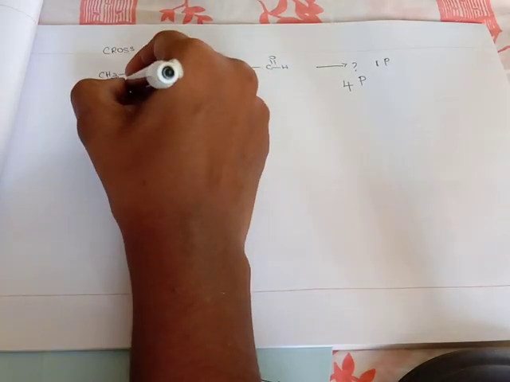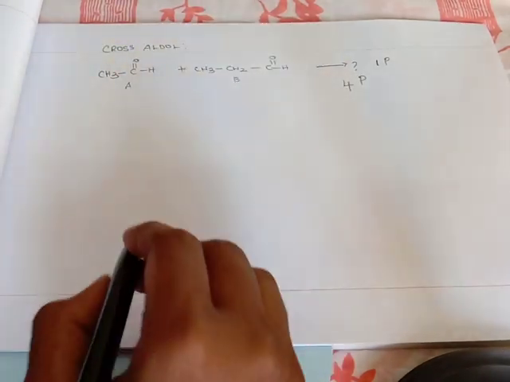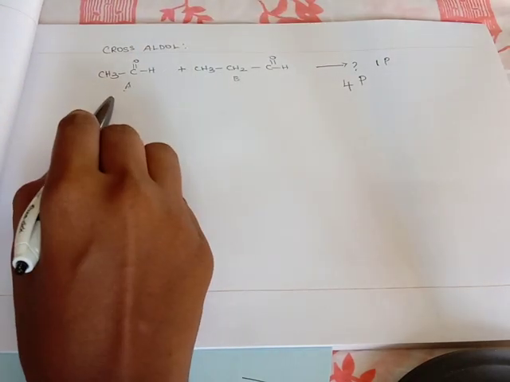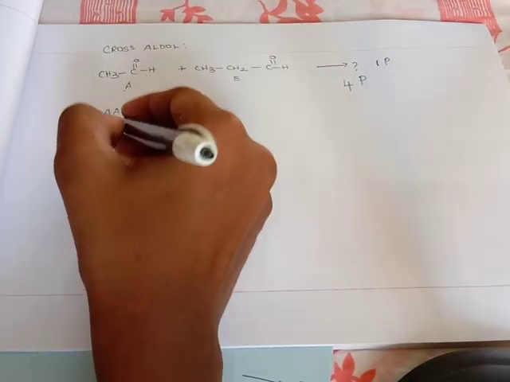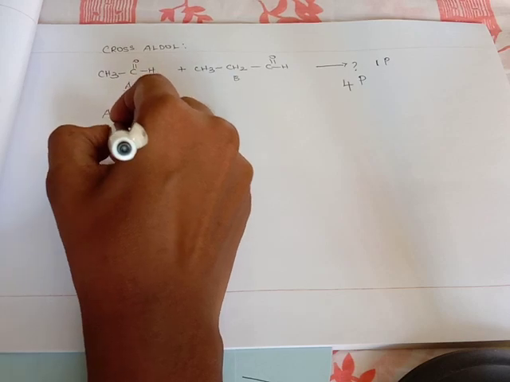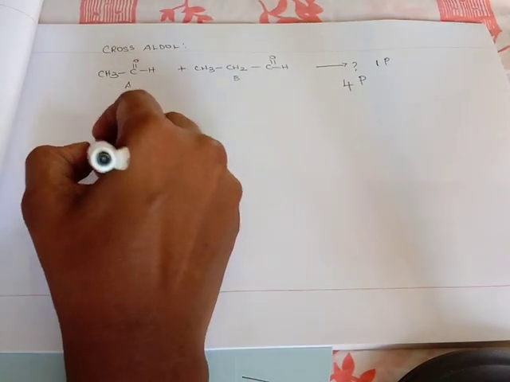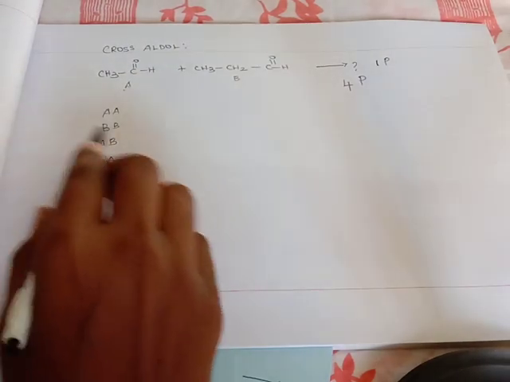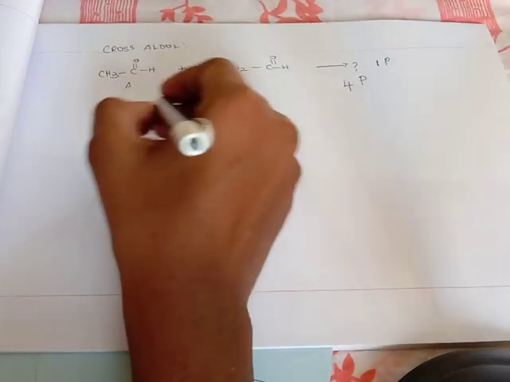Now let's consider this as A and this as B. Self product means A with A itself. That is called self, A with A. Another self means B with B. Cross means what? A with B, B with A. Remember this kind of short trick. You can easily find it out.